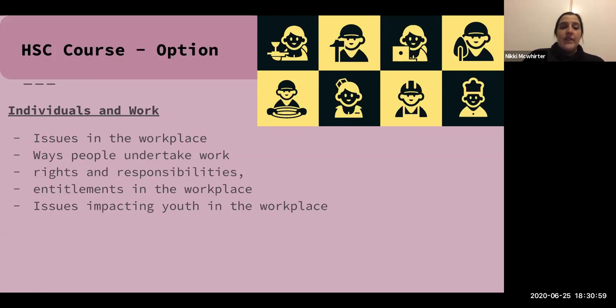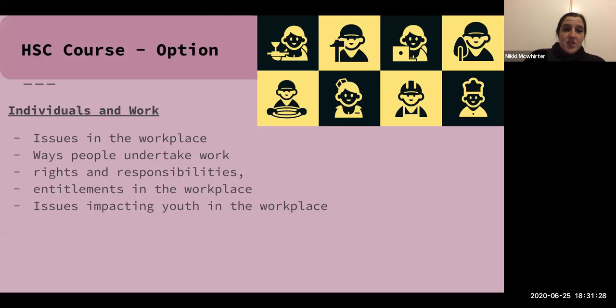We look at working from home, we look at part-time, job share, seasonal, and then we look at the rights and responsibilities that employees and employers have in the workplace. And this is where you can apply this to everyday life, because you'll understand what rights and responsibilities you have in the workplace, so you can better educate yourself and protect yourself against being in trouble in these places.